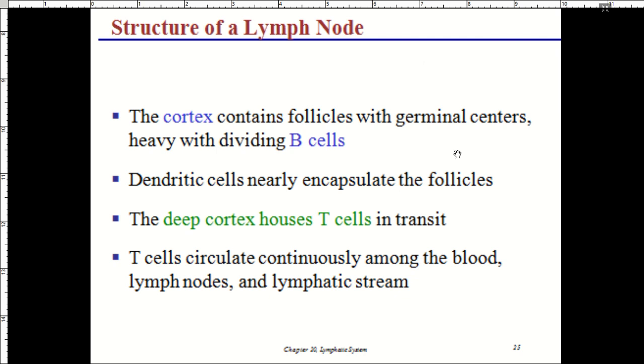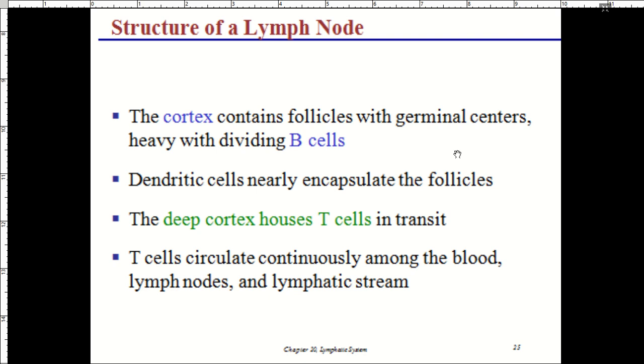Right. So what is found in the cortex? The cortex is further divided into two. Remember, superficial and deep. The deep is also called the paracortex. Right. So let's start with the outer cortex. The cortex contains follicles with the germinal centers, heavy with dividing B cells. So the germinal center you're going to see is going to be surrounded by the crown or mantle of T cells, but at the center you're going to have proliferation and maturation of B cells.